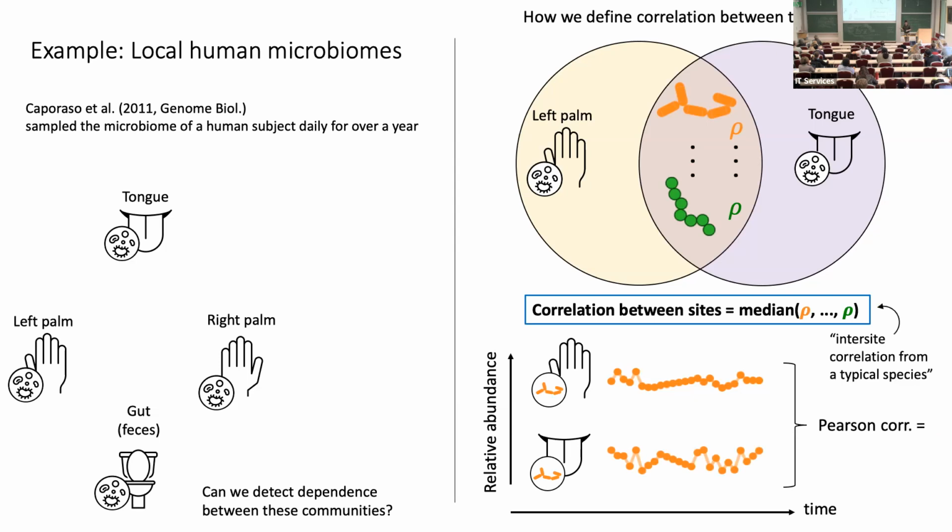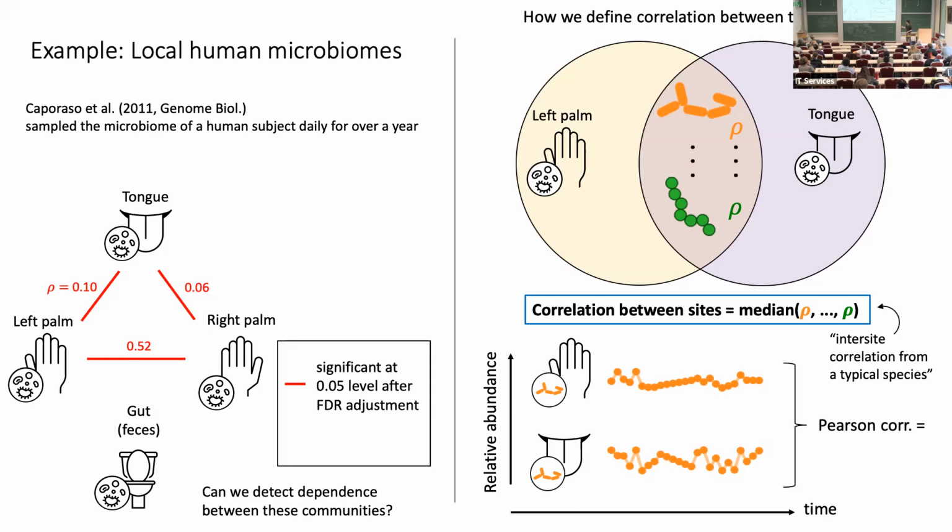This statistic has the nice property that it has a plain language interpretation of an inter-site correlation for your typical species. But also, I don't know how to do a parametric test with this median, so I would need to use some kind of surrogate data test here. I'm going to use the TTS test, and I end up seeing dependence between the two palms, as you would expect. Sorry, these numbers are the correlation values, and I'm drawing an arrow if I see dependence at the 5% level after FDR adjustment. But also between the palms and the tongue.